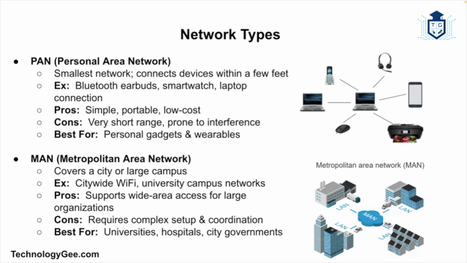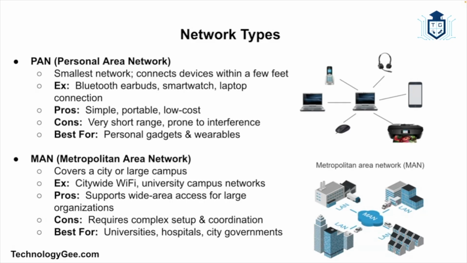So this is a very small network that is typically just a few feet wide. So you could think of your smartphone that's connected to your Bluetooth earbuds, or your laptop that's syncing with your smartwatch. And the pros are it's super portable and it doesn't need much infrastructure. However, it offers very short range and it can be interfered with easily. And once again, these are good for personal gadgets that need to talk to each other.